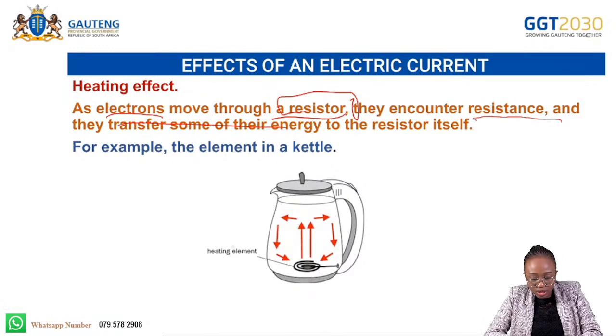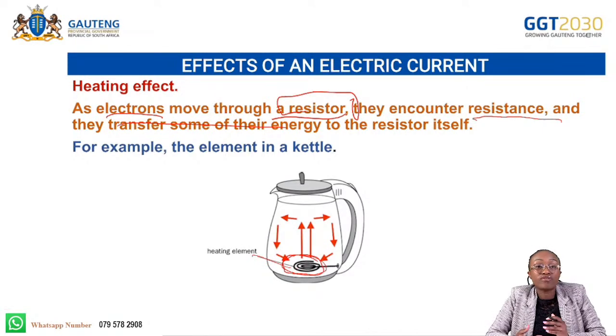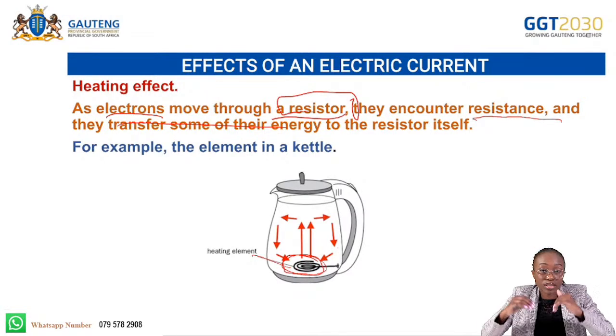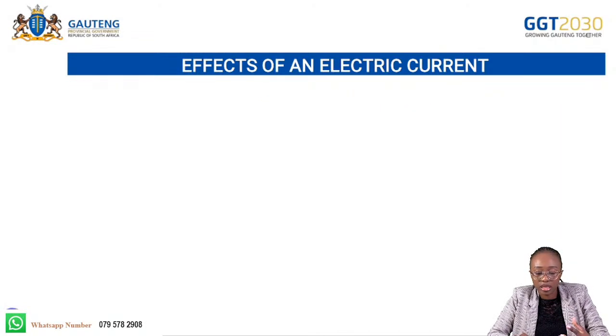An electric kettle has a heating element. This is our resistor, and after getting some heat energy, it becomes hot. Then it transfers that heat to the water that is in the electric kettle. Then that water is going to heat up until it gets to a point where it boils and the kettle switches off.